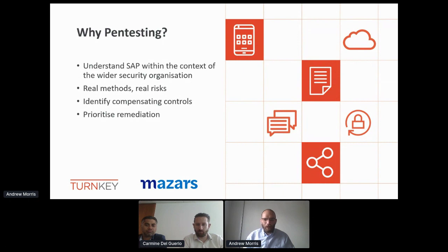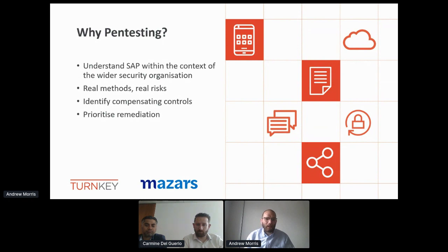So, for example, are they moving in? Can they even get onto the network in the first place? Is the monitoring in place to detect these attacks as they move across the VPN, across the network, onto the servers and into SAP? That's what traditional pen testing has often missed.